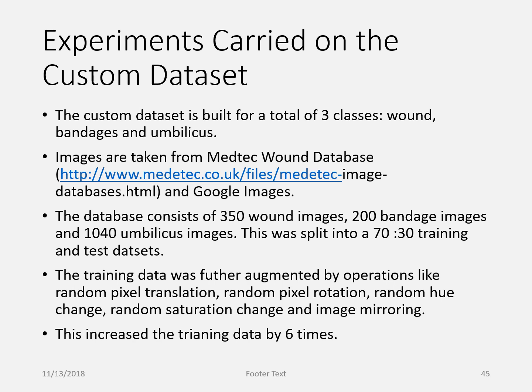So here the database is generated by scraping images from Google, and some images were also taken from MedTech's website. Overall, I was able to generate 200 bandage images, 1040 umbilicus images, and 350 wound images. This was then, as the convention goes, split 70-30 into train and test datasets. The training data was also further augmented by pixel translation, random pixel rotation, hue changes, saturation changes, and image mirroring. All of these were random, and this helped me increase the training data by 6 times.